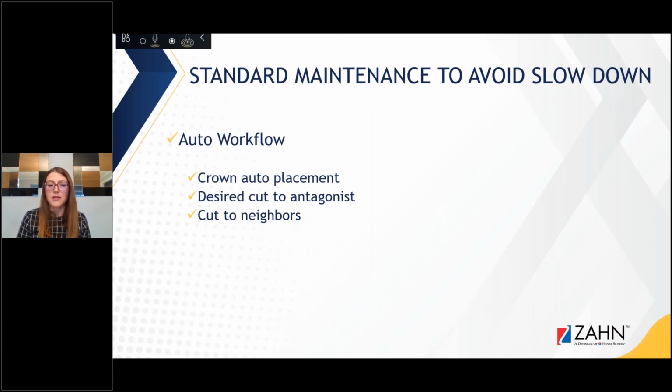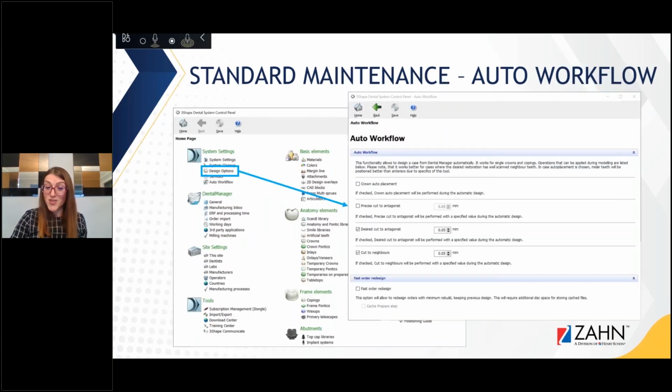Desired cut to antagonist and cut to neighbor. So both of those are great tools. Usually you have to do those anyway. If you find that you're not using the automatic cut to antagonist or neighbors, then turn those off. If you find that you're changing the value of how much you're cutting to antagonists and neighbors manually each time, then this is the place where you would do it once and not change it again. So under system settings, design options, the defaults for cut to antagonists and cut to neighbors will be 0.05. Again, if you want those to be done automatically and those values don't work for you, change the values so they work for you, so you don't have to manually change it each time during the design workflow.